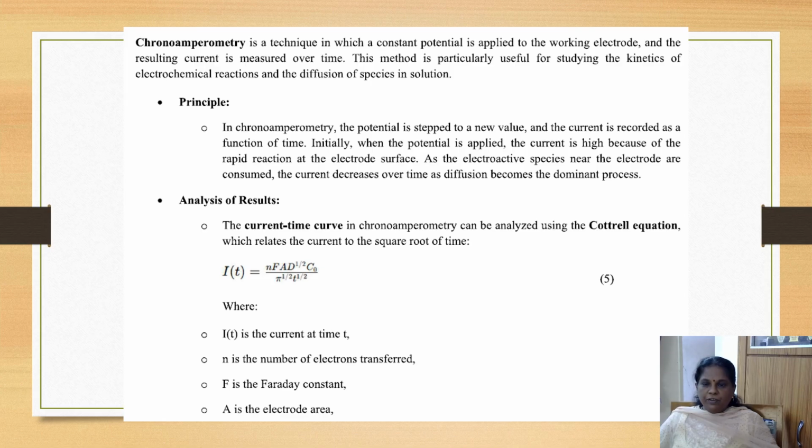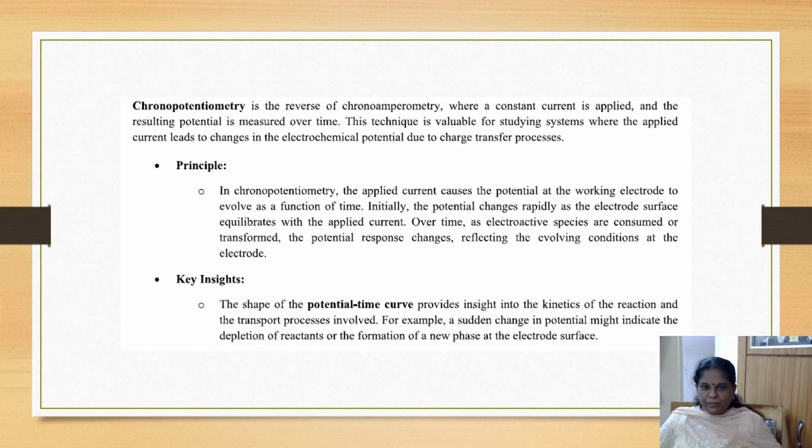So I is a function of time here, and I(t) is equal to nFAD^(1/2)C0 divided by π^(1/2)t^(1/2), where I(t) is the current at time t, n is the number of electrons transferred, F is Faraday's constant, A is the electrode area, D is the diffusion coefficient, and C0 is the concentration of species. Chronopotentiometry is the reverse of chronoamperometry, where a constant current is applied and the resulting potential is measured over time.